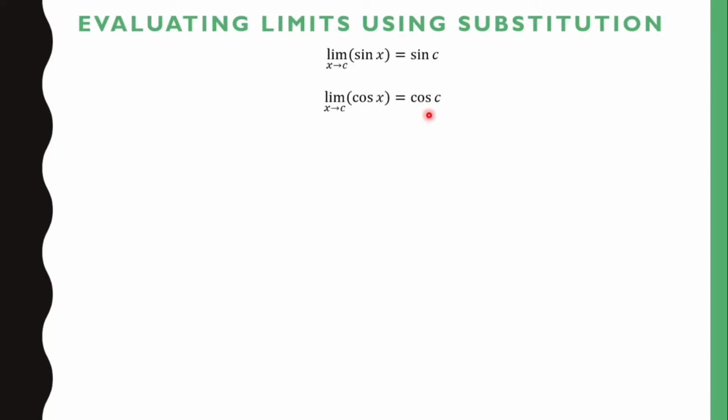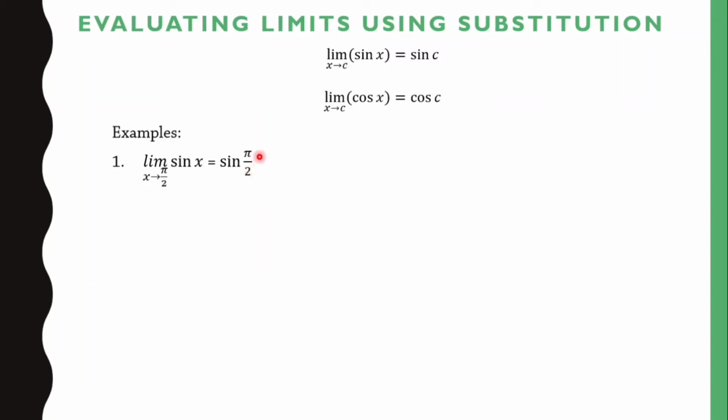So we have here some examples. Take note, you may use your calculator for the trigonometric functions. Don't forget to set your calculator in radian mode. Okay, so first example, we have the limit of sine x as x approaches pi over 2. Again, we substitute x with c, that is pi over 2. So this will become sine pi over 2.